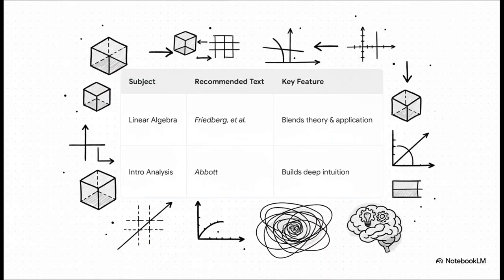Now, for textbooks, we need to be smart. For linear algebra, Friedberg, Insel, and Spence is a fantastic choice because it perfectly balances theory and application. And for analysis, you really can't beat Abbott's Understanding Analysis. It's just brilliant at building the intuition you're going to need when things get way more abstract down the line.